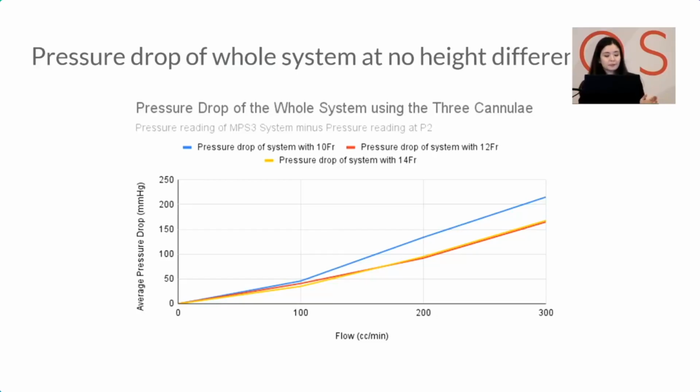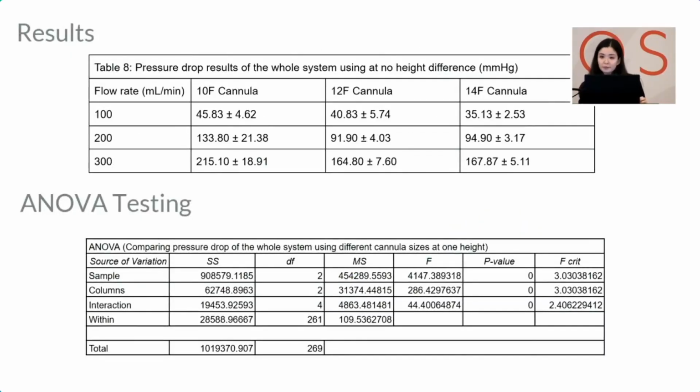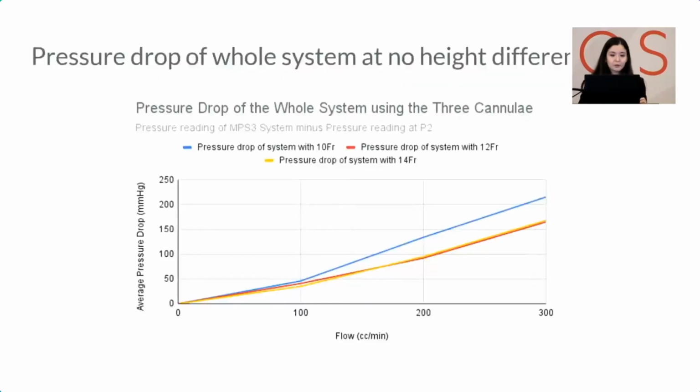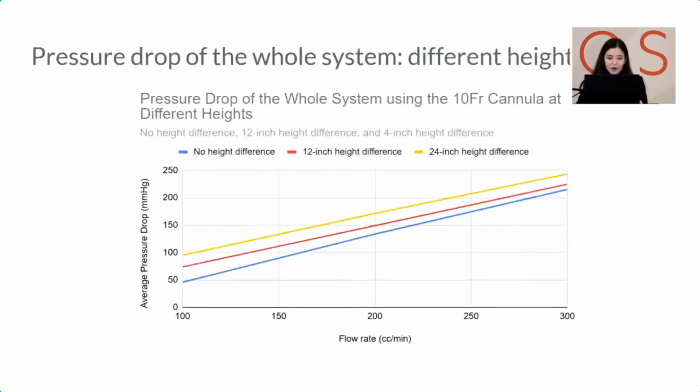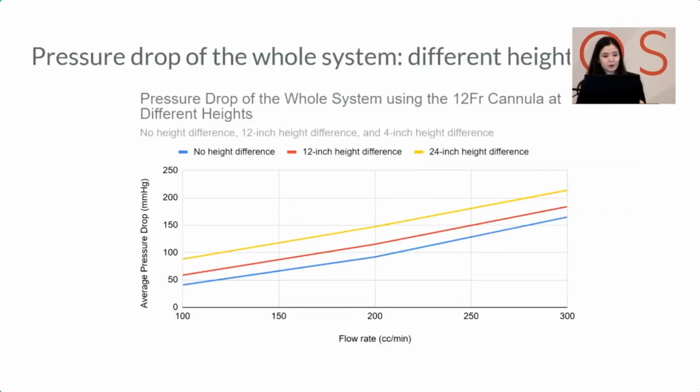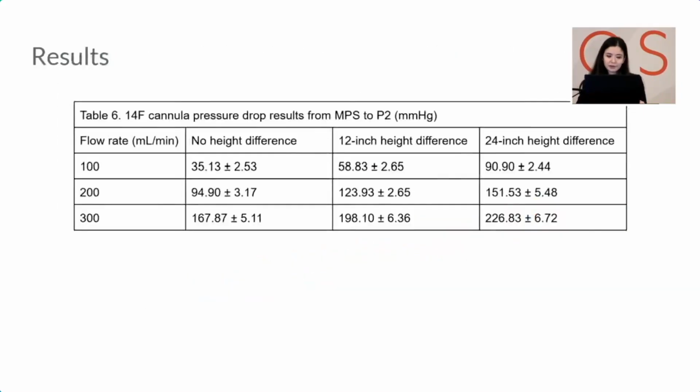So these pressures came from this results table, and I ran the ANOVA on this as well to see if they differed significantly, and they do. And if you were like me and thought, wow, that 12 and 14 French look almost overlapping, are those two different? I ran a second ANOVA on that, and they are. So all fine and dandy. And then we created these graphs, which are very similar to just the cannula graphs, but it's the whole system at different heights. So this is the 10 French, the 12 French, and the 14 French.